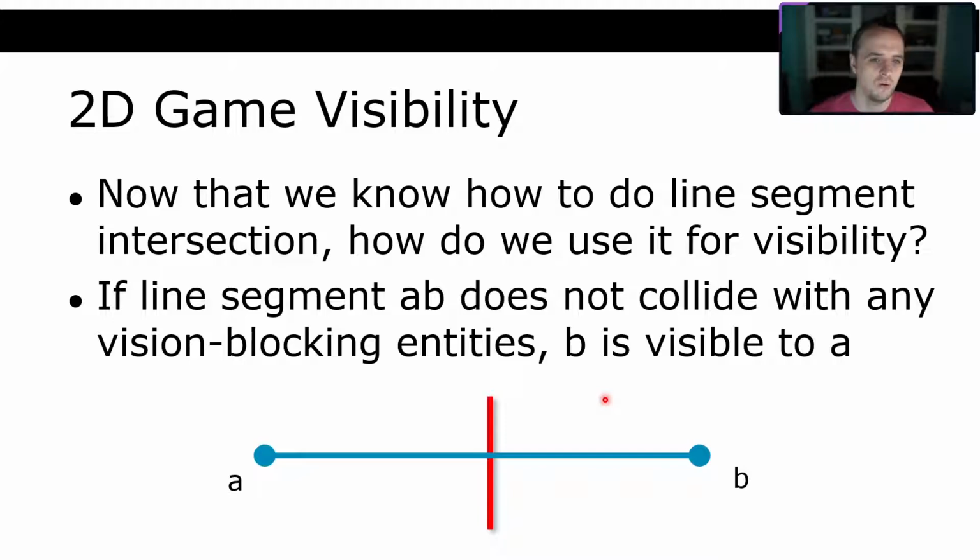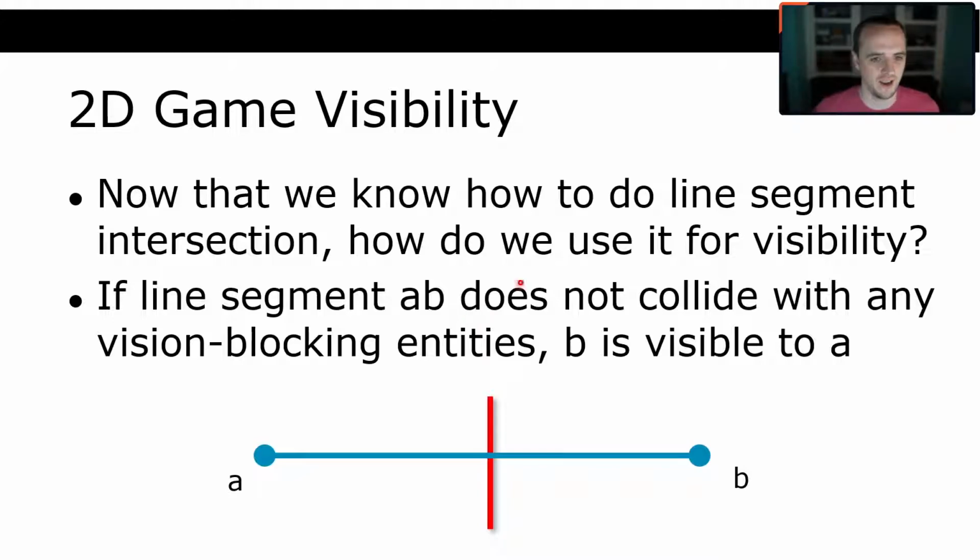Now that we know how to do line segment intersection, how are we going to use it for visibility? How are we going to use it for lighting? How are we going to use it for anything like that? Well, essentially, if line segment AB does not collide with any vision blocking entities, B is visible to A. Done.